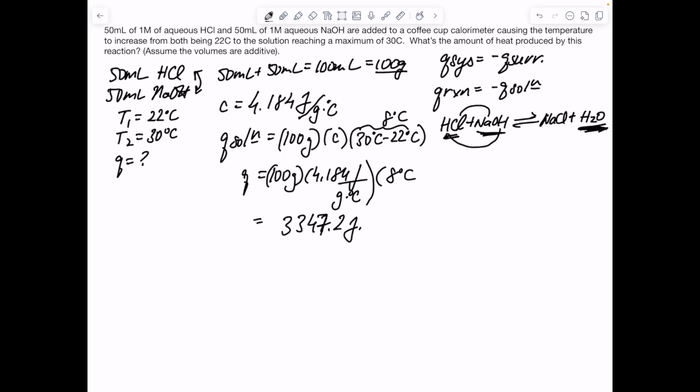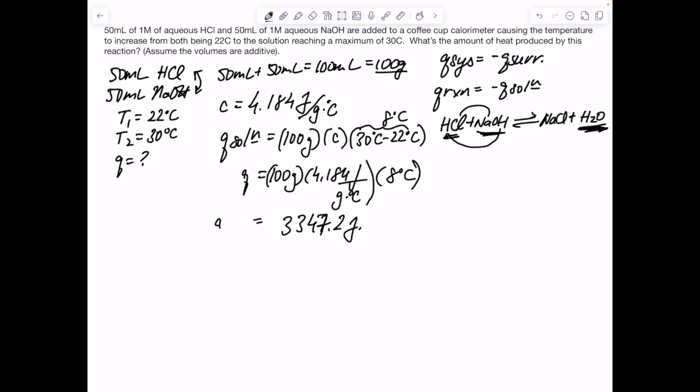Depends on how your professor or your teacher teaches it. Some teachers keep it at 4.184, some just do 4.18. So this number will sort of be approximate based on if you keep that 4 there. So it should be around 3,347.2 joules as your answer.